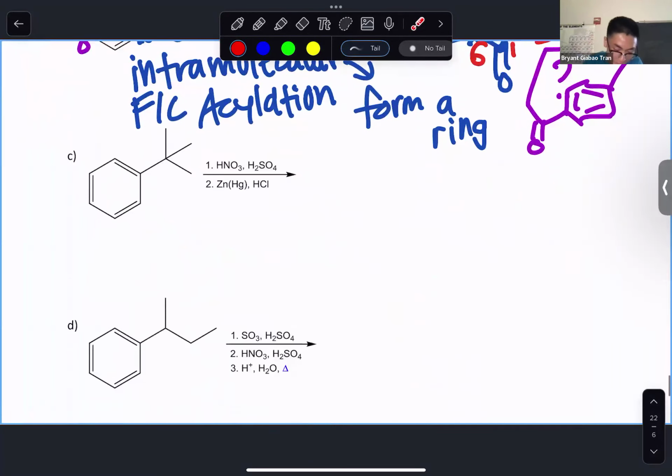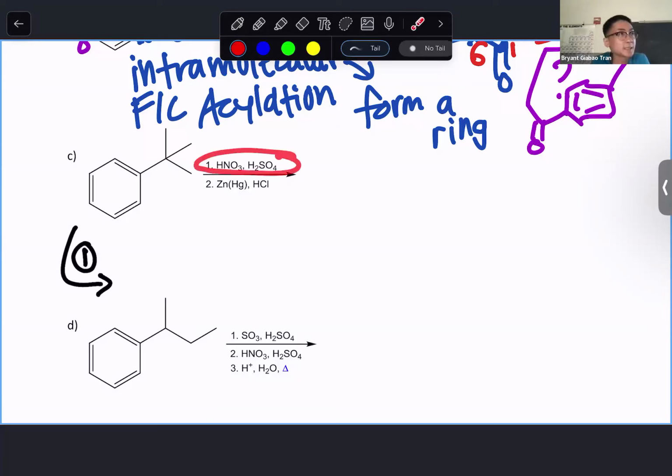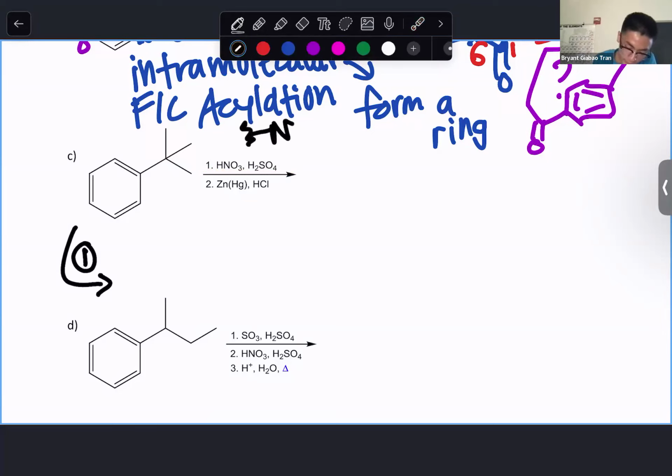Okay. For part C, what do you guys think is going to happen in the first step here? What's going to attach to the ring and in what positions? So a lot of these predicted product or synthesis problems is recognizing the reagent, which in this case, the first step is HNO3, H2SO4. And do you guys remember what kind of reaction that is when we have HNO3? Yeah, nitration, that's right. Where nitration adds a NO2 group to the ring.